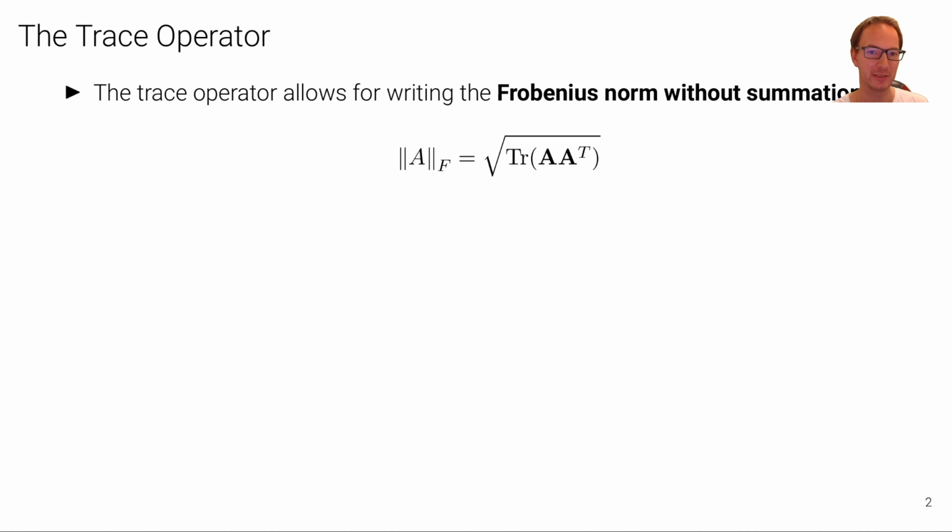The trace operator allows for writing the Frobenius norm of a matrix without summation. If you remember, before we have written the Frobenius norm as the summation of all squared individual elements followed by the square root after the summation. Now we can simply write this as the square root of the trace of A A transpose.